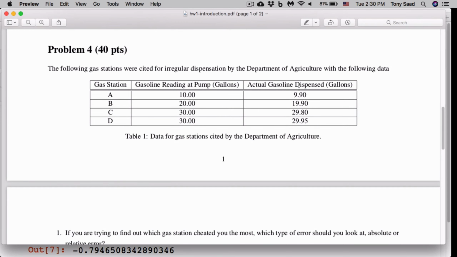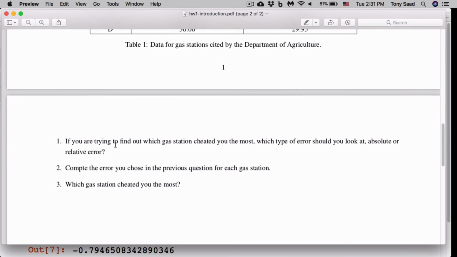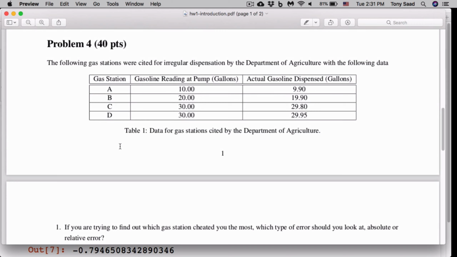Okay? So, just getting ahead, this would be our true value, the actual gasoline dispensed. That's the true value. And the gasoline reading at the pump is the approximate value. Okay? So as we go through the problem, if you are trying to find out which gas station cheated you the most, which type of error should you look at? Absolute or relative error?